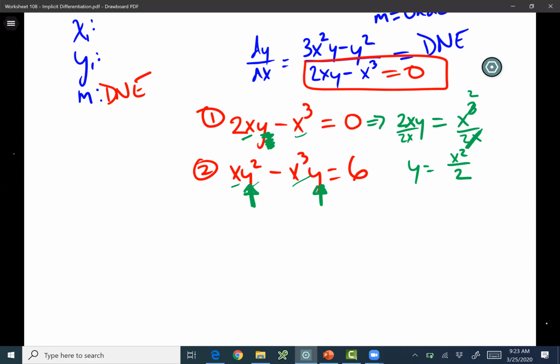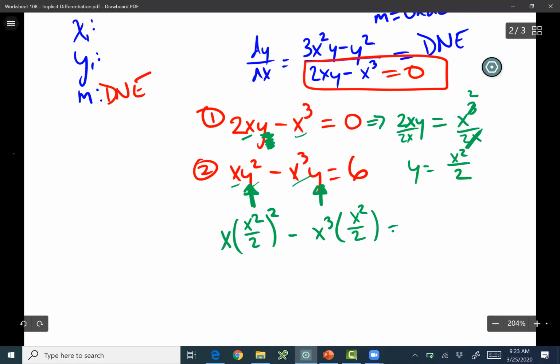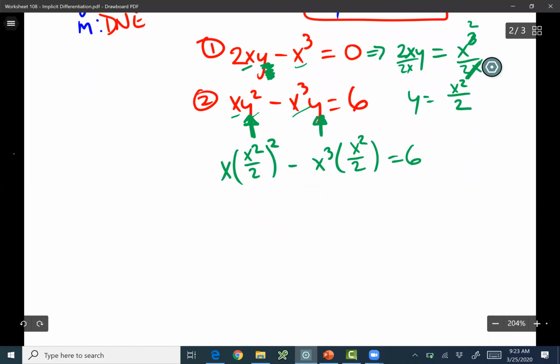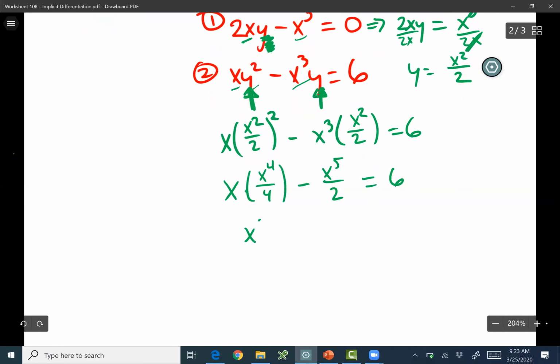So this becomes x times x squared over 2 minus x cubed times, this was y squared, right? x squared over 2 equals 6. This gives us x times, when we square it, we get x to the 4th over 4, minus x cubed times x squared is x to the 5th over 2, equals 6. This is x to the 5th over 4 minus x to the 5th over 2 equals 6.